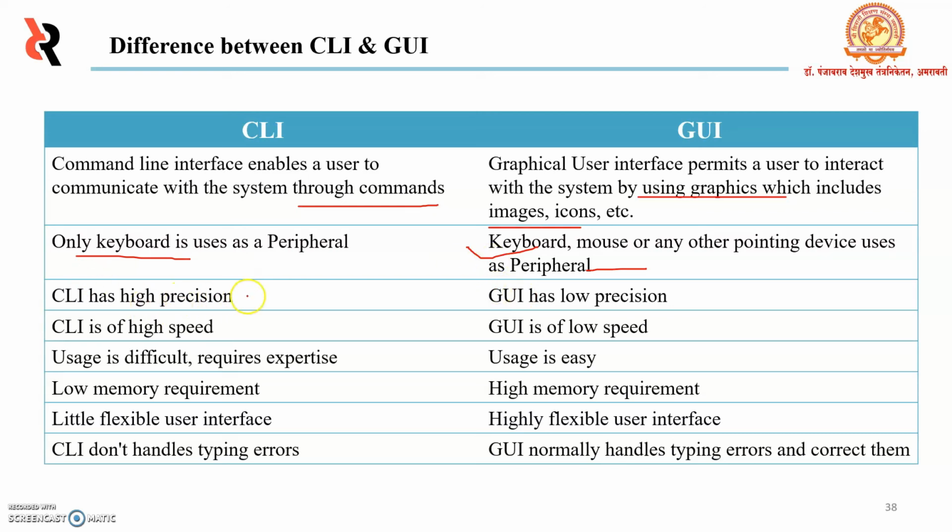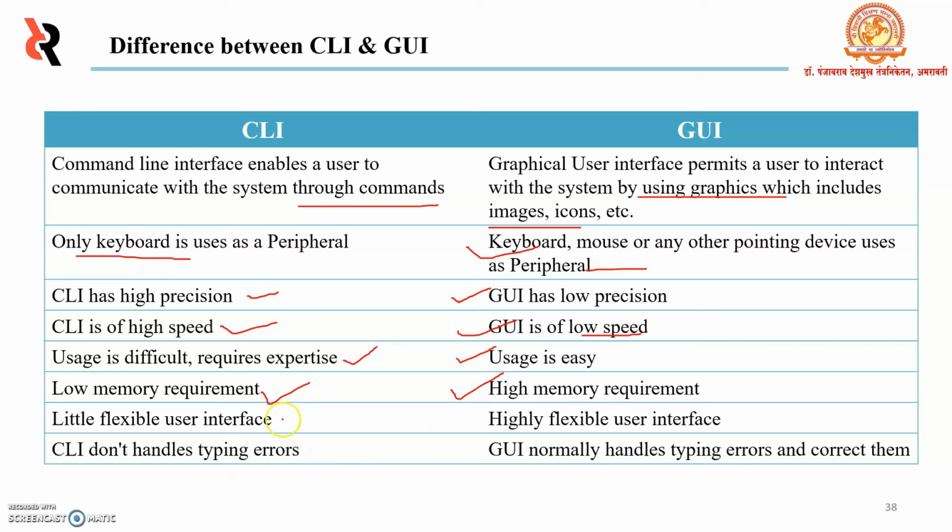CLI has high precision, while GUI has low precision. CLI is high speed as there are no graphics. GUI is low speed. It requires some memory to store the images. That's why it is low speed. Usage of CLI is difficult and requires expertise. That means we have to remember the commands. GUI is very easy. No need to remember the commands. Just point and click. CLI has a low memory requirement, while GUI requires high memory.